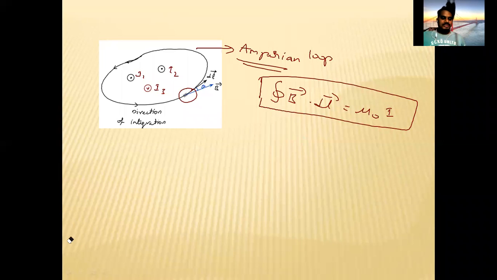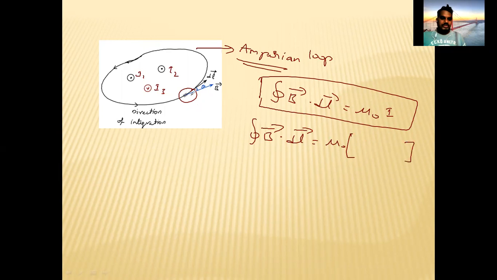When it comes to the RHS, you see mu naught and I. Mu naught indicates the permeability of free space, which we know, and I indicates the net current enclosed by that Amperian loop. So let's discuss how this works for this diagram. The formula is: closed integral of B dot dl is equal to mu naught times I enclosed. We have three currents. Among them, I1 and I2 are in the same direction, whereas I3 is in the opposite direction.